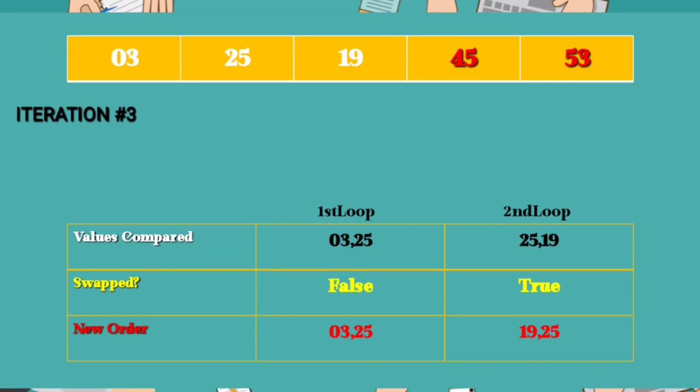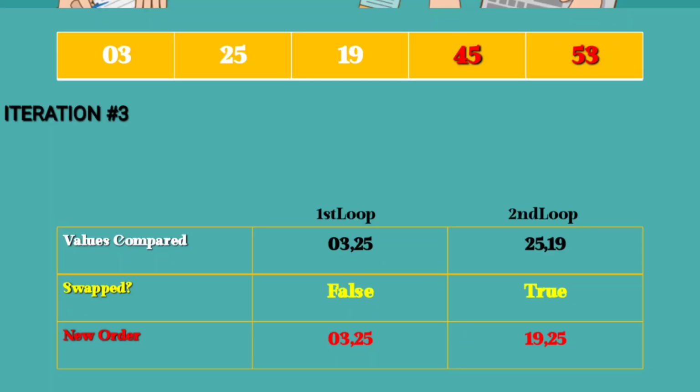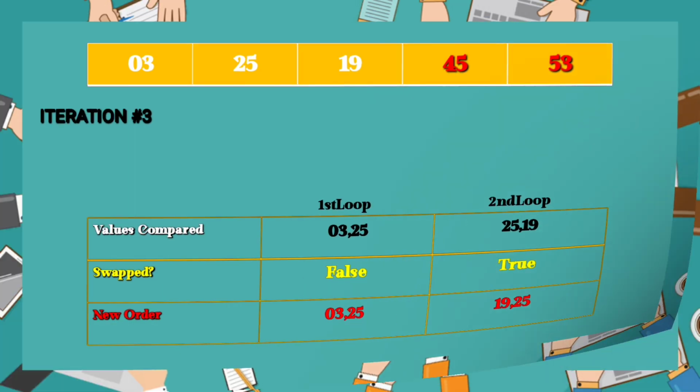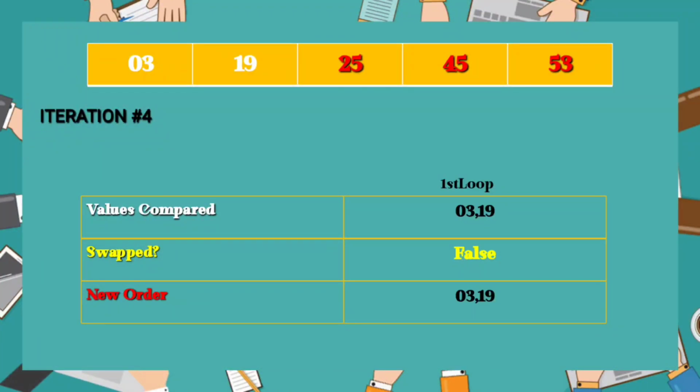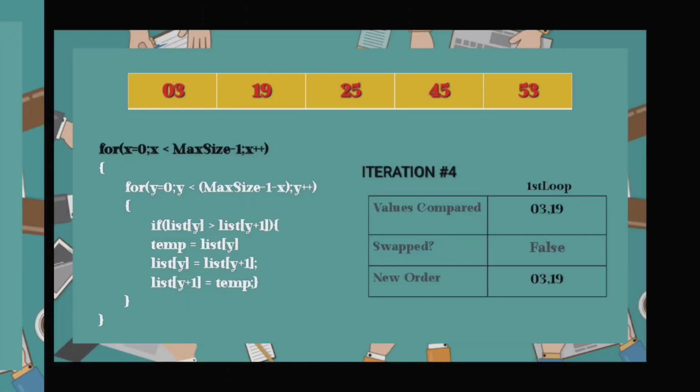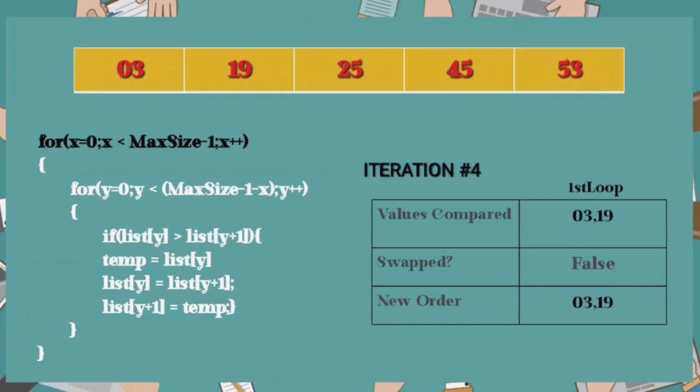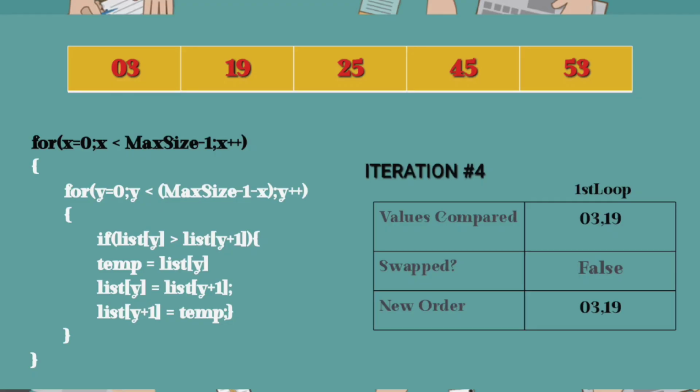Before we proceed, as you can see, okay na yung tatlong values natin sa ating list. So, proceed tayo sa iteration 4. In iteration 4, meron na lang tayong nag-iisang loop wherein i-compare natin yung 3 and 19. So, hindi na natin sila kailangang i-swap dahil nasa right order na sila. Kung mapapansin natin, nasa right order na yung ating values. So, nasort na natin siya from smallest to largest.